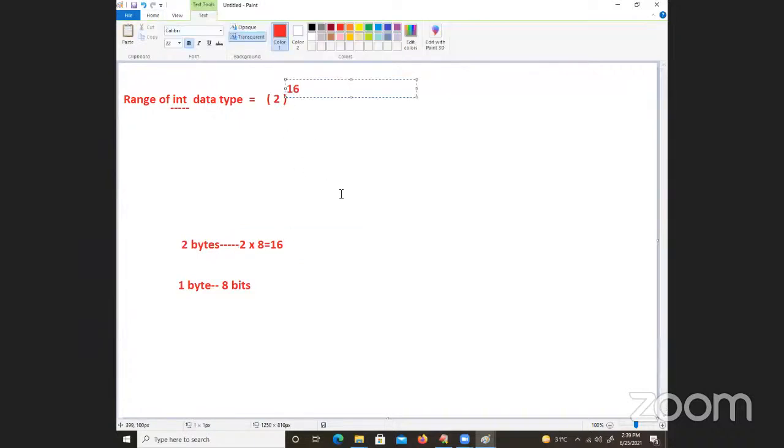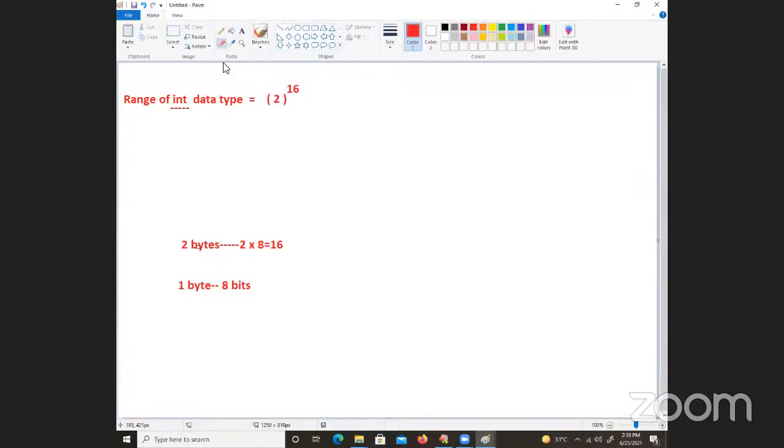I hope this is clear for you. Is it clear for all of you? Is this concept clear or not? Is the formula clear? Can you confirm once again? Yes. So 2 to the power of 16.